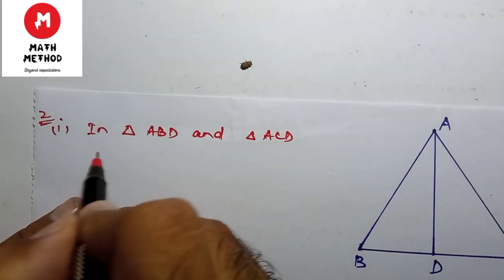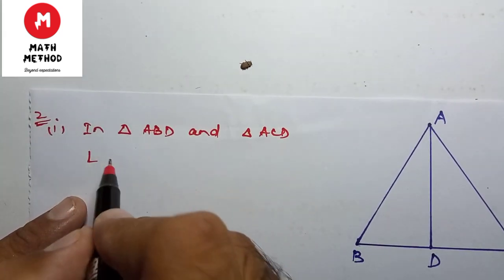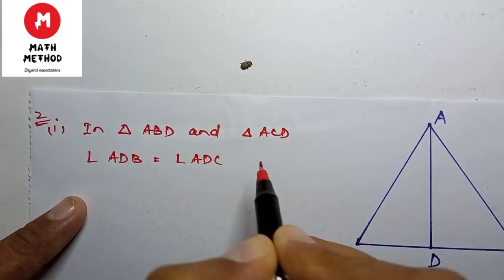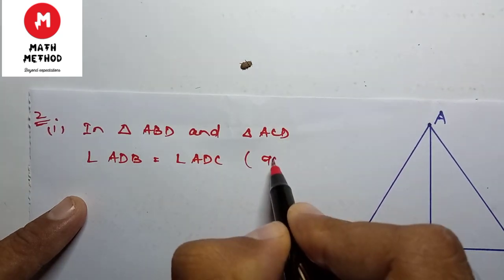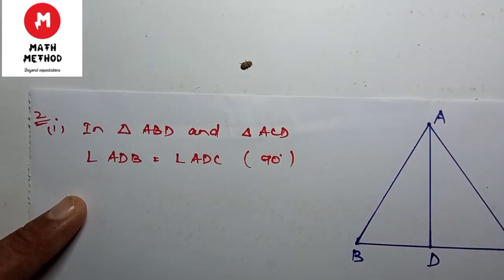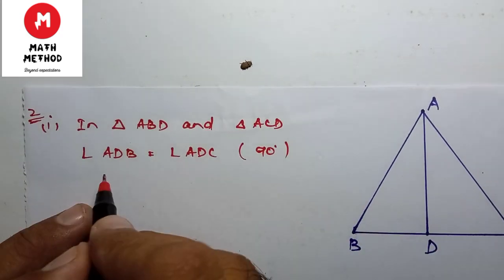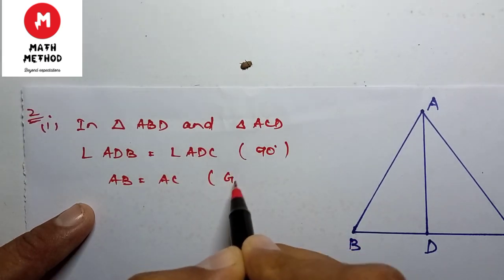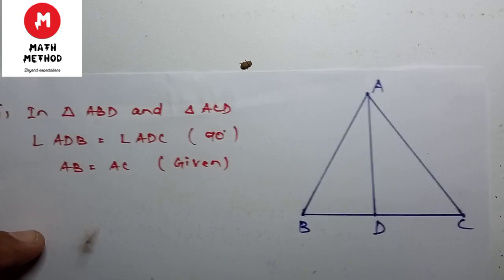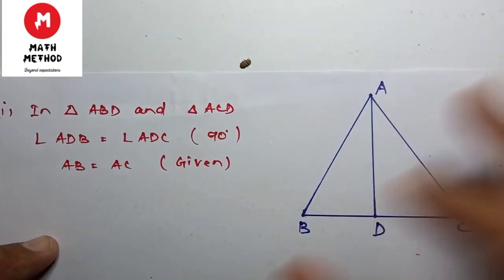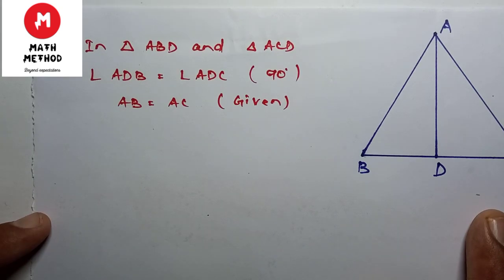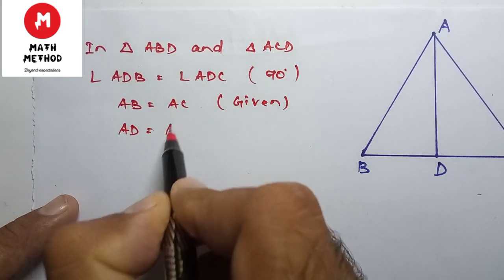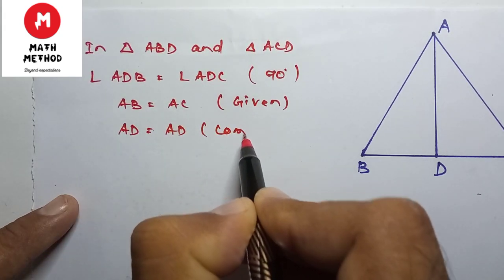So angle ADB is equals to angle ADC, because both are 90 degree, because AD is the altitude of triangle ABC. So given that AB is equals to AC, this is our given, because ABC is an isosceles triangle. So therefore AB is equals to AC. Similarly AD is equals to AD, because this is common side.